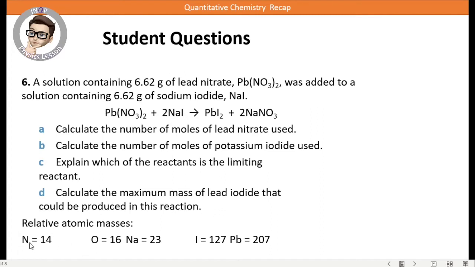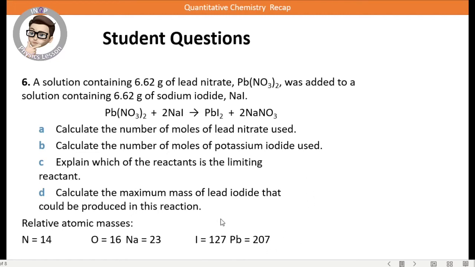And to make life easier, I've even given you your relative atomic masses here. So we've got nitrogen is 14, oxygen 16, sodium 23, iodine 127, and lead 207.